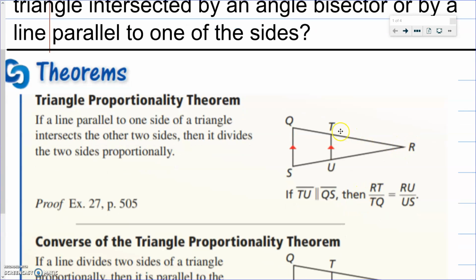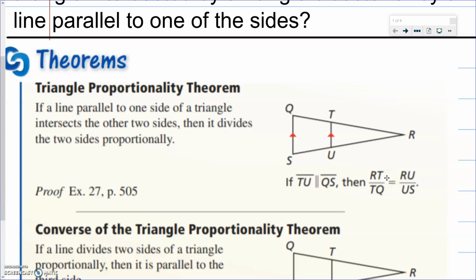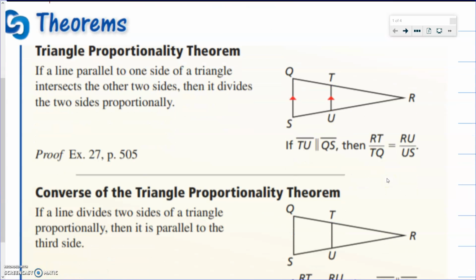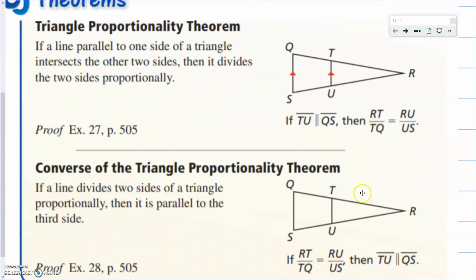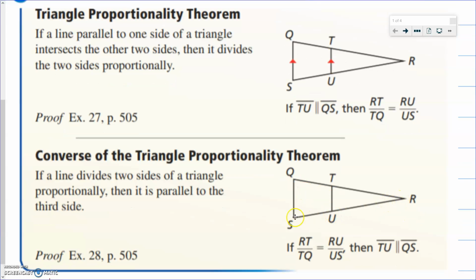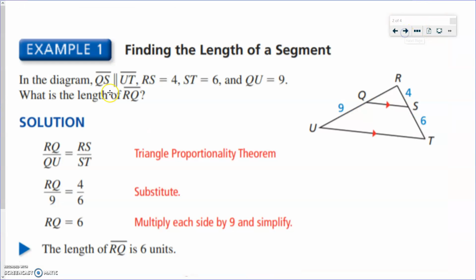The value from RT written over TQ is going to be equal to the value of RU written over US. So whatever numbers or values that we know for these lengths, we can write a proportion out of them. They're going to be equal to each other. We also know the reverse, that if we have these ratios, RT over TQ equal to RU over US, we can say that these two lines are parallel, and that's what this section says. I think this is easier to see with some numbers, so let's try it with some numbers.